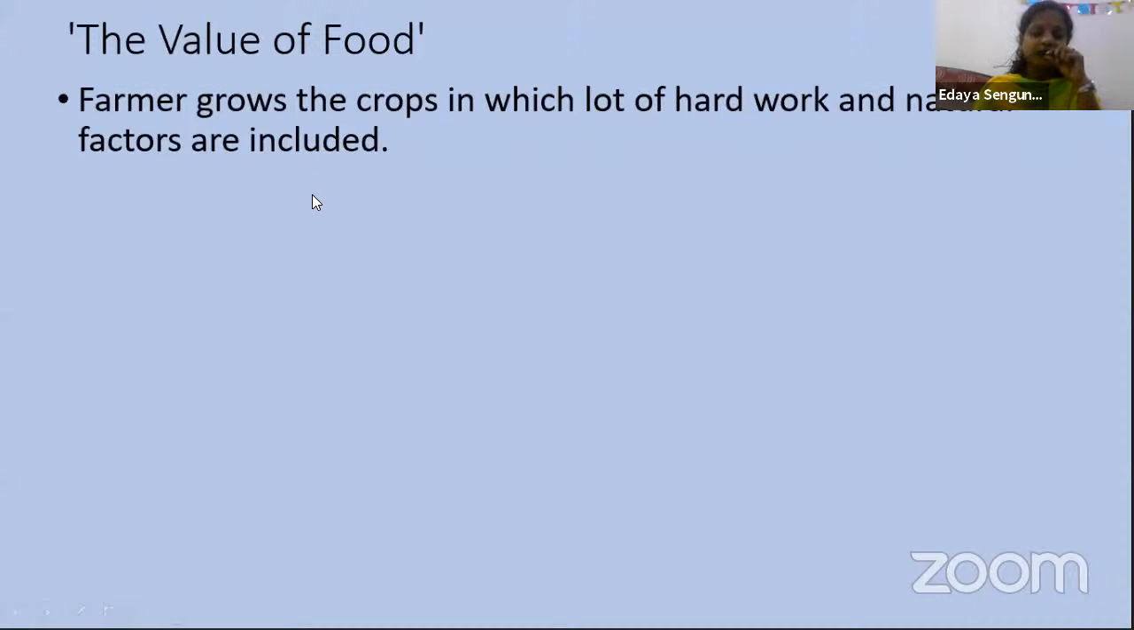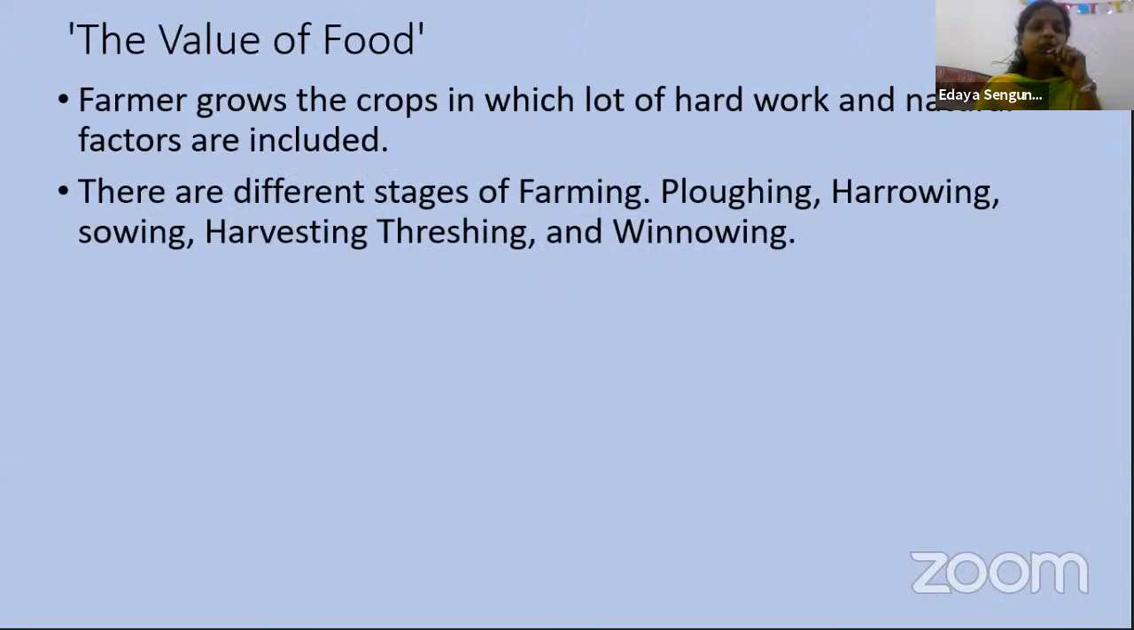Everything must be perfect, then only we get good agricultural products, and then only we have the food. There are different stages of farming: plowing, harrowing, sowing, harvesting, threshing, and winnowing. See, we have to cross these many stages to get the crops.